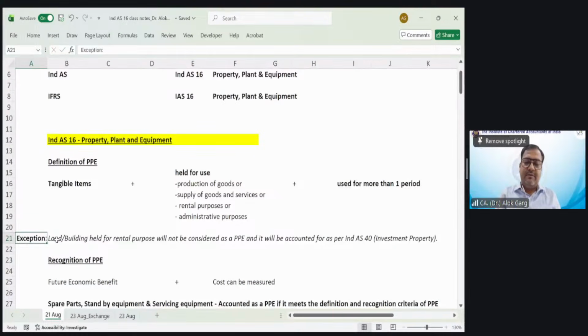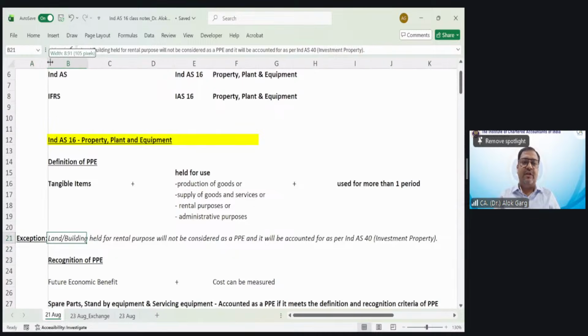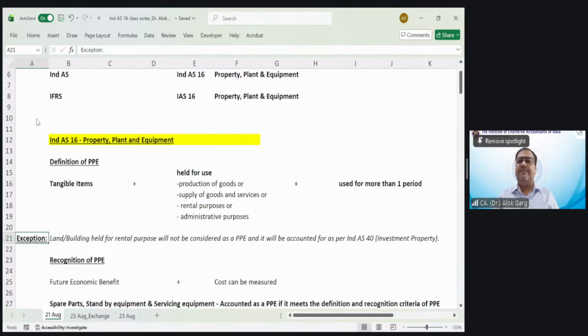Okay. Good. Fine. कोई गिला शिकवा तो नहीं है? Yes. Okay. So this is also covered in your notes.